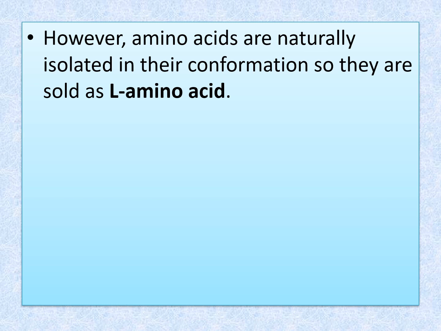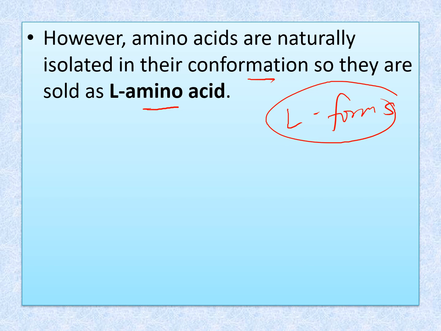However, amino acids are naturally isolated in their conformation, so they are sold as L-amino acids. As we've mentioned, amino acids are usually in their L form, so there's no need for pharmaceutical companies to separate the L form from the D form of amino acids, because again, most amino acids already come in their L forms, which means this is already the active form of amino acids which can provide the desired pharmacological effect.